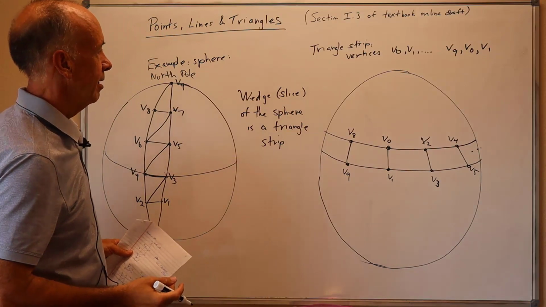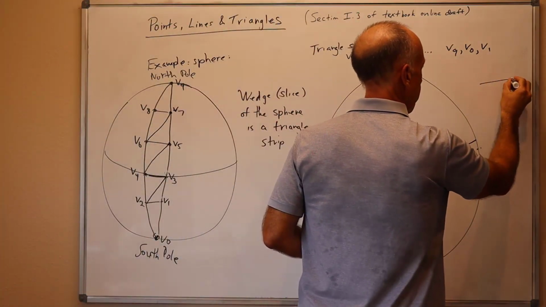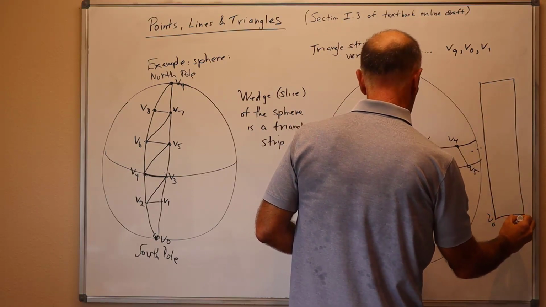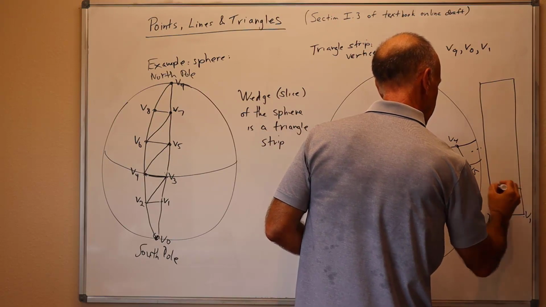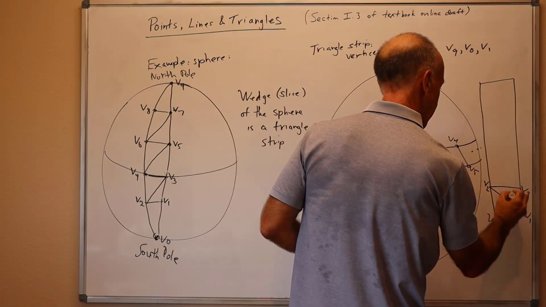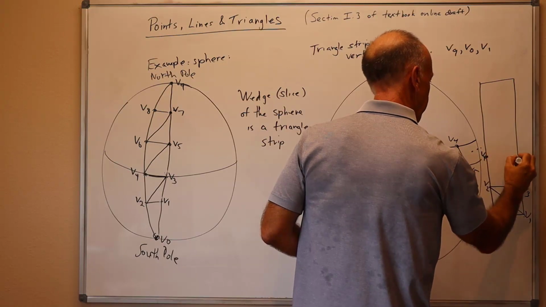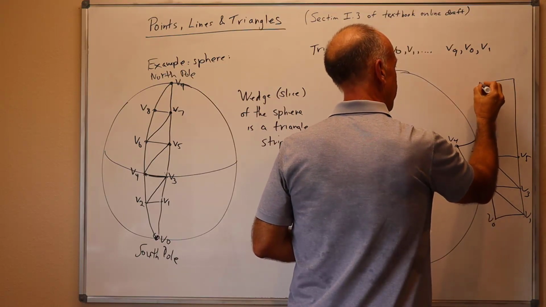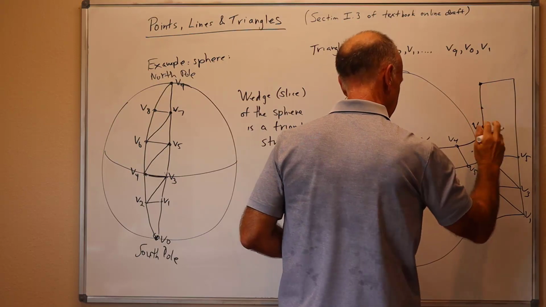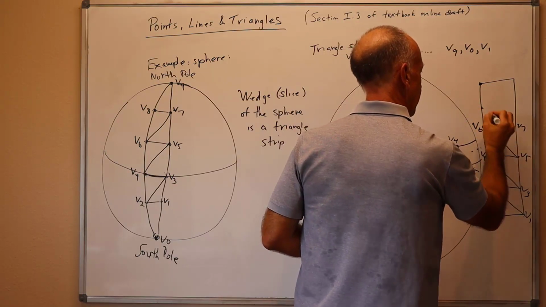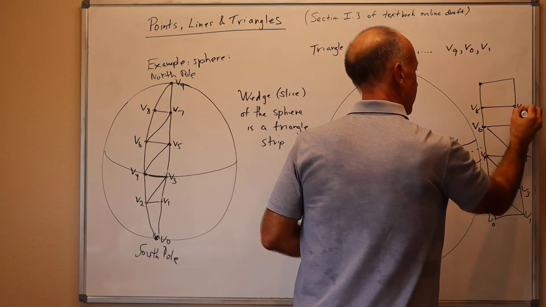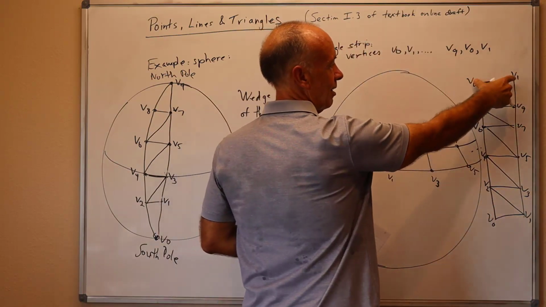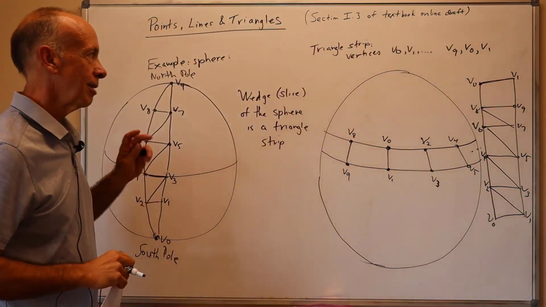The reason for repeating this is that we can draw this triangle strip rectangularly. So here's V0, V1, V2, V3, V4, V5, V6, V7, V8, V9, and then we repeat V0 and V1. So the vertices at the top are the same as the vertices at the bottom. We've just put them in the array twice.